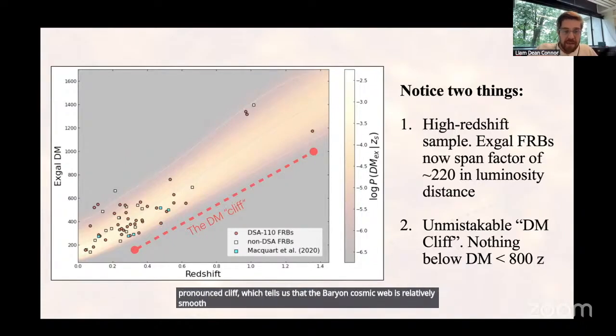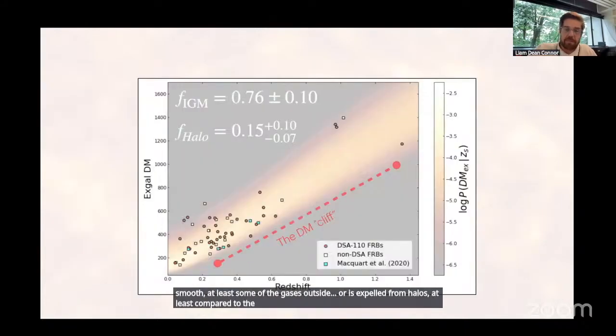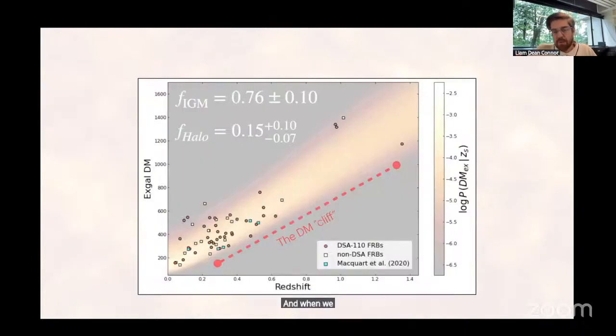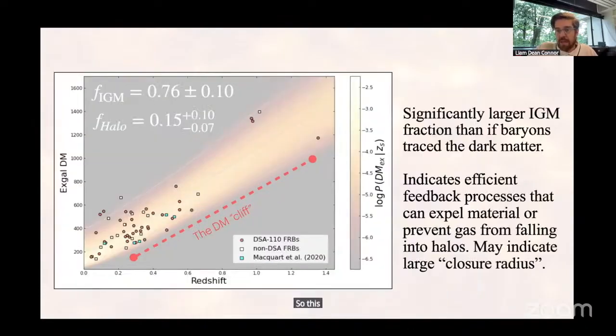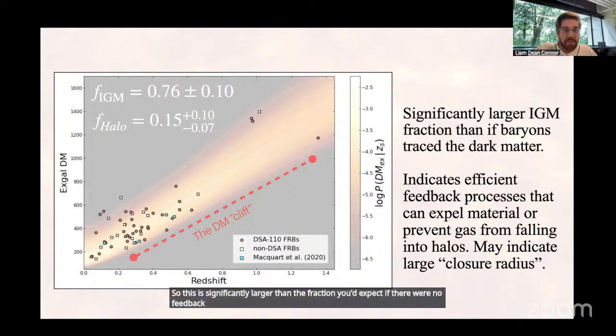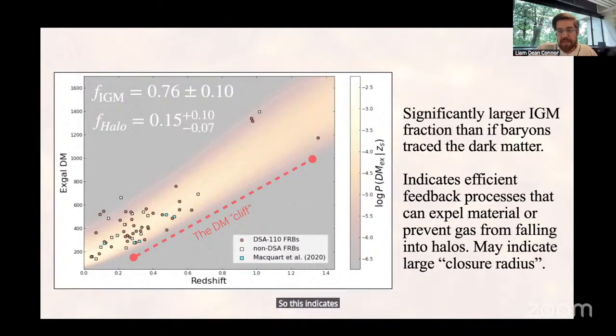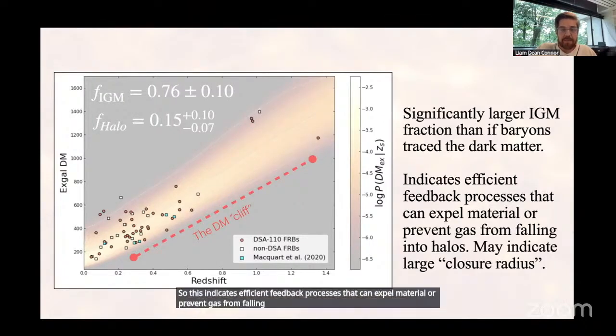At least some of the gas is outside or is expelled from halos, at least compared to the dark matter distribution. And when we fit a model to this, we find that 3/4 or 4/5 of the universe's baryons are in the IGM and outside of halos. This is significantly larger than the fraction you'd expect if there were no feedback, where FIGM should be about half, roughly. So this indicates efficient feedback processes that can expel material or prevent gas from falling in the first place, which is in line with other measurements.